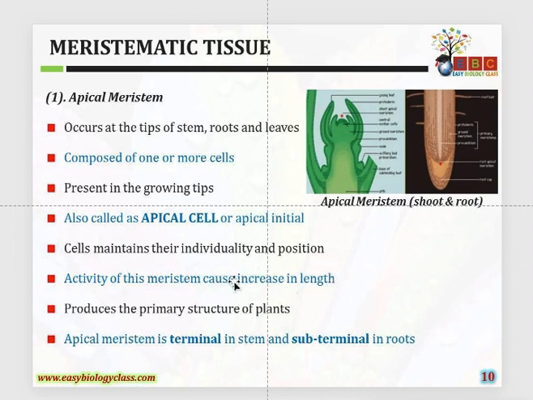Very important. What is the purpose of the apical meristem? It helps to grow, to increase the height or length of the plant. And this is important also, because it's given in blue color, that the apical meristem is terminal in the stem.